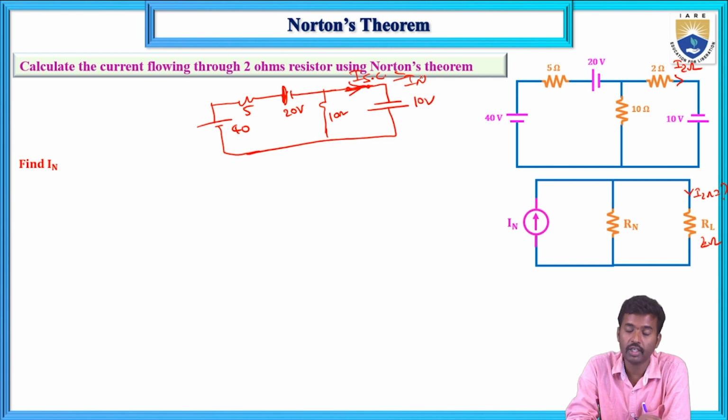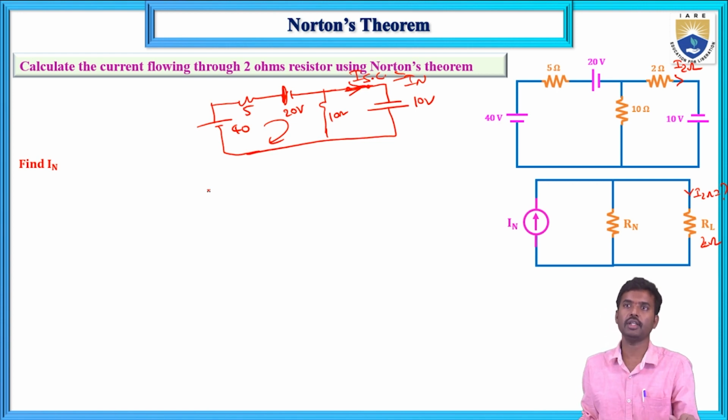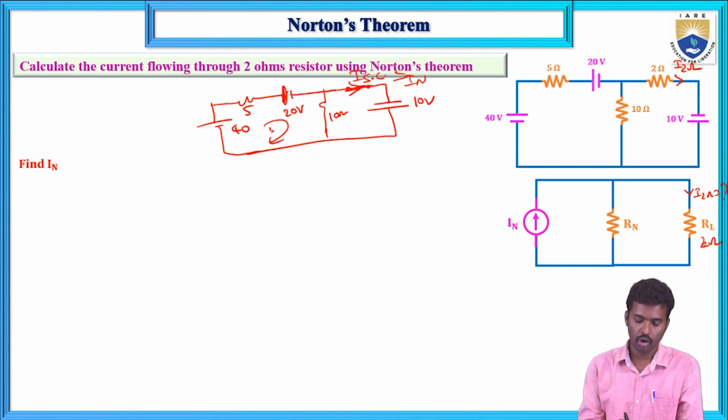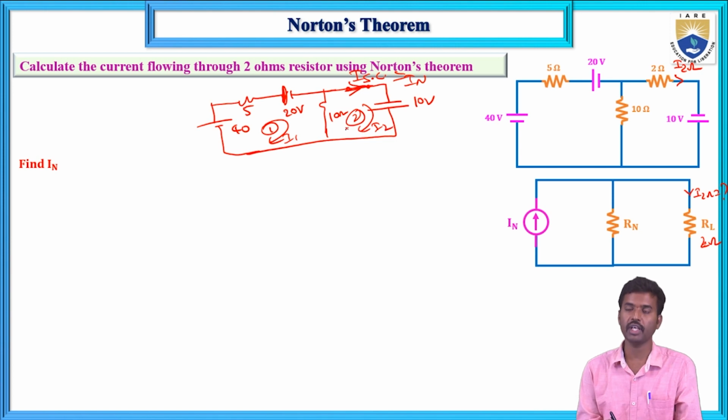So how do you calculate this ISC? By applying mesh analysis you can calculate the ISC. How many meshes are there here? Two, with mesh currents I1 and I2 in the clockwise direction. If you solve these mesh equations, you will get I1 and I2. The I2 current is the ISC current, that is the IN.